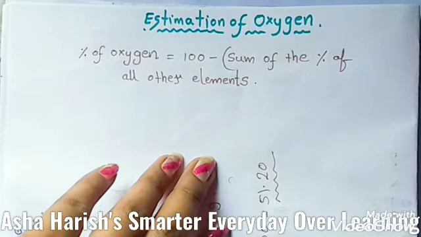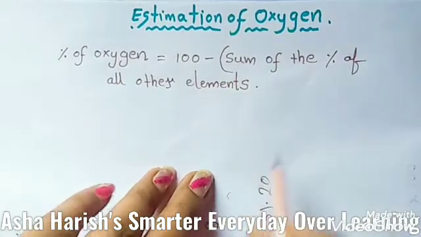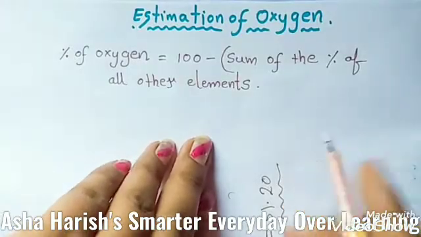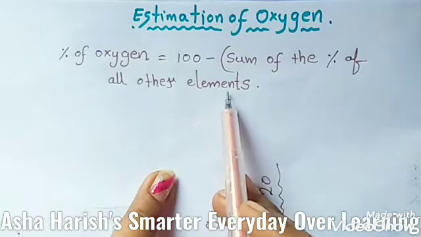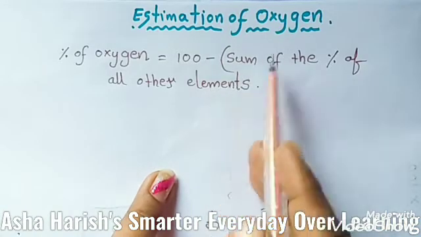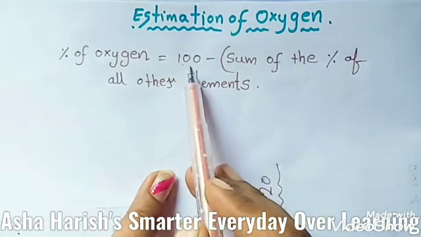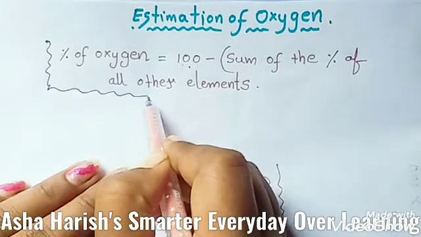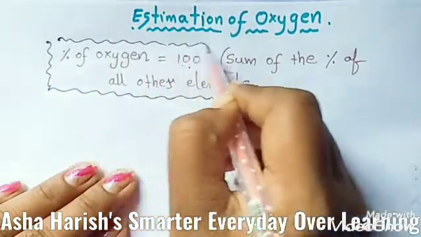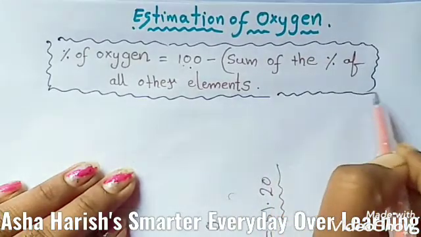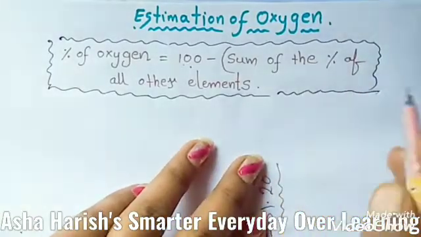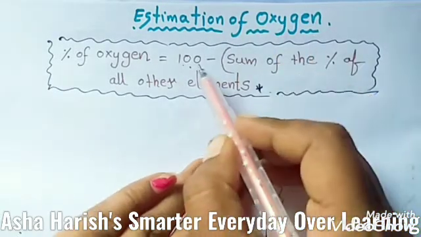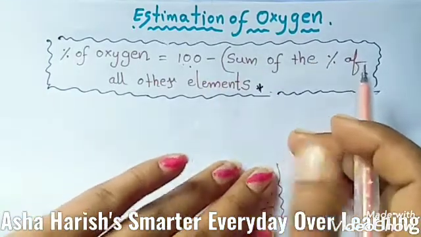Estimation of oxygen. Most probably the percentage of oxygen in an organic compound is usually calculated by the difference method. Let's see what the difference method is. For this, the percentages of all the elements present in the organic compound are added, and the sum is subtracted from 100. So to calculate the percentage of oxygen, it is 100 minus the sum of the percentages of all other elements. First you sum the percentages of all other elements, after that you subtract that total from 100. However, oxygen can be directly estimated.